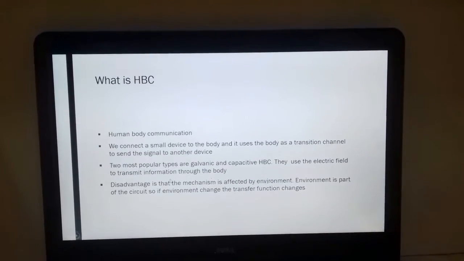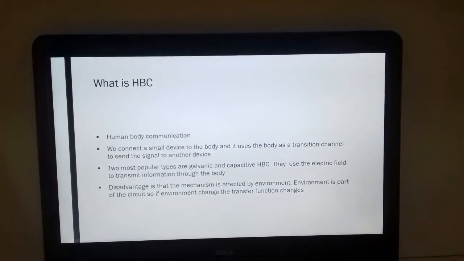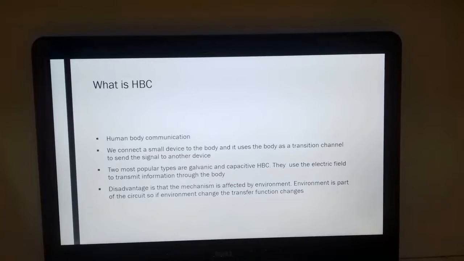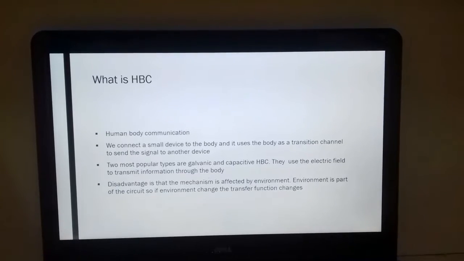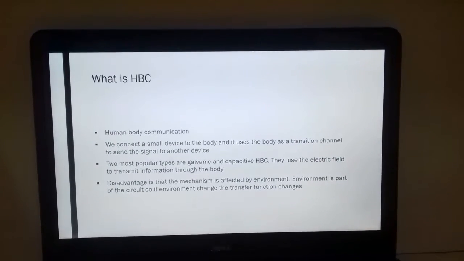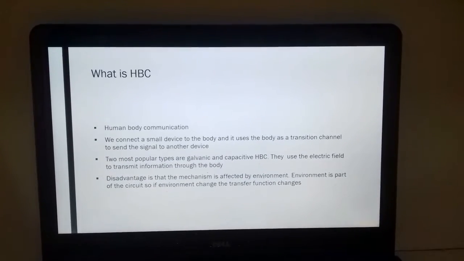What is HBC? It stands for Human Body Communication. How it works is we connect small devices to the body and we use the body as a transmission channel to send signals to another device, right? The two most popular types of HBC are the galvanic and capacitive models, and they use the electric field to transfer the information through the body.